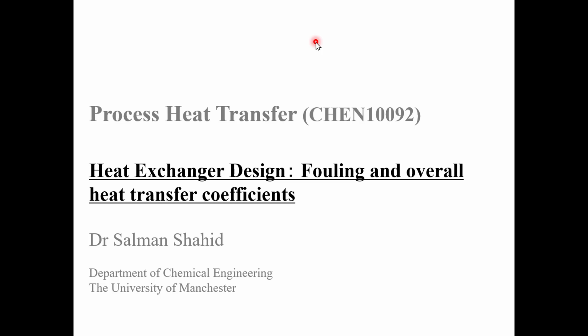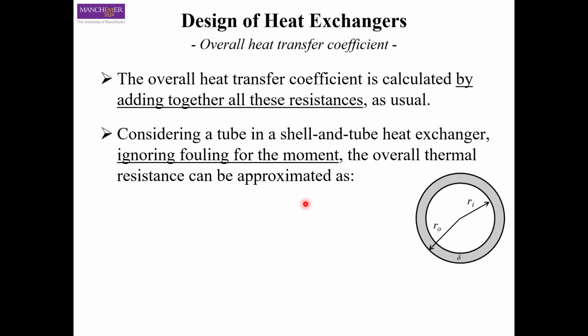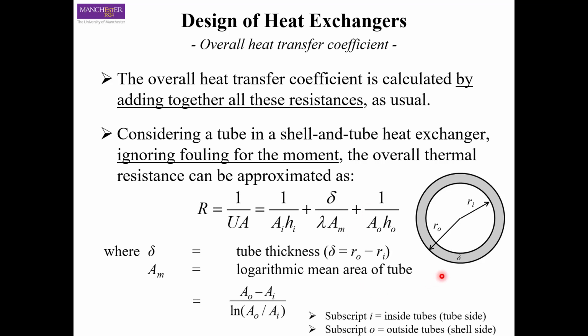In this part of the lecture we will look at fouling and how the factors of fouling affect the overall heat transfer coefficient. Okay. So in the previous part we talked about that we can calculate the heat transfer coefficient by looking at the overall resistance of the system, and we looked at a tube where inside the tube we have a hot fluid and outside we have a cold fluid, for example, and then we write that we have three basic resistances in this system.